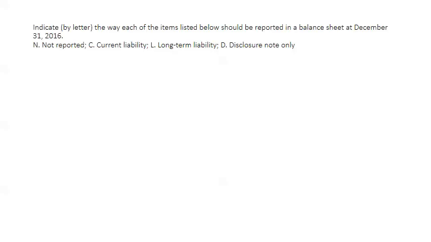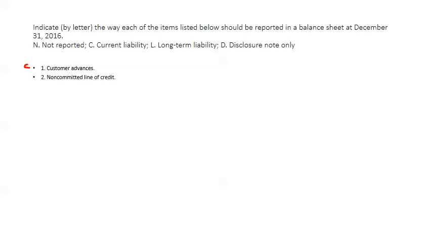We had an example in the outline that talks about how you are going to classify items. It says to indicate by letter the way in which each of the items listed below should be reported in a balance sheet, December 31st, 2016. It's either N, not reported, C, a current liability, L, long-term liability, or D, disclosure note only. Well, a customer advance, we know that that is a current liability. That's like unearned revenue and such.